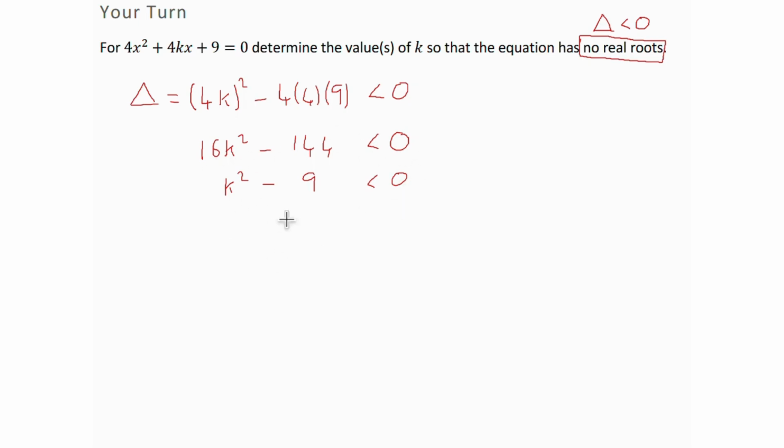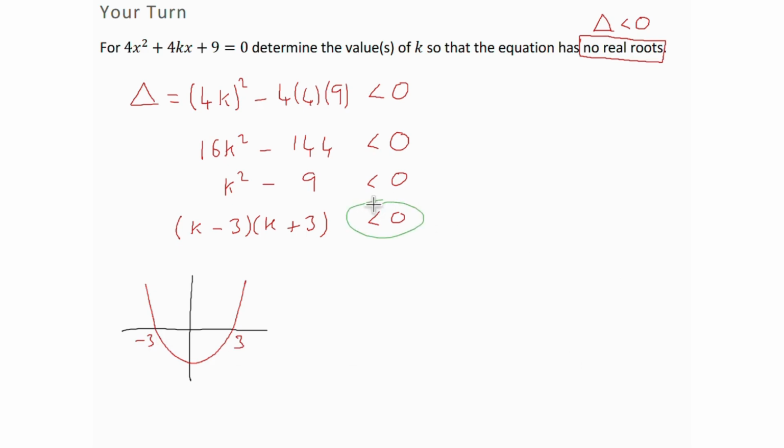Now this is a quadratic inequality, so we need to solve it as a quadratic inequality. It's a difference of two squares, so k minus 3, k plus 3 is less than 0. Now that we have that in root form, we can do a quick sketch of the graph to see what this looks like to solve this quadratic inequality. It goes through at minus 3 and 3.